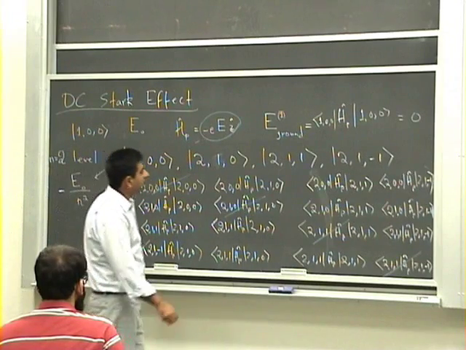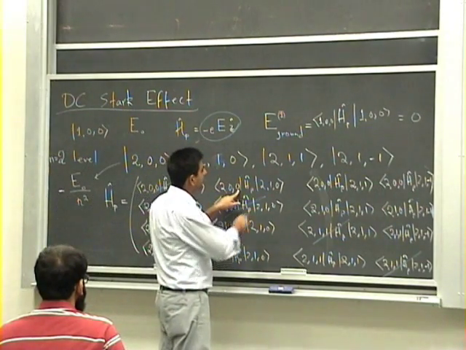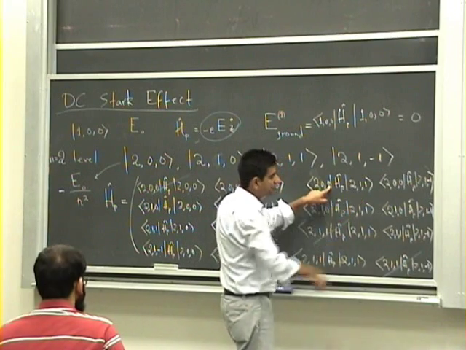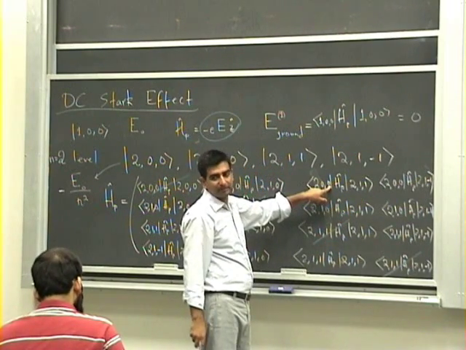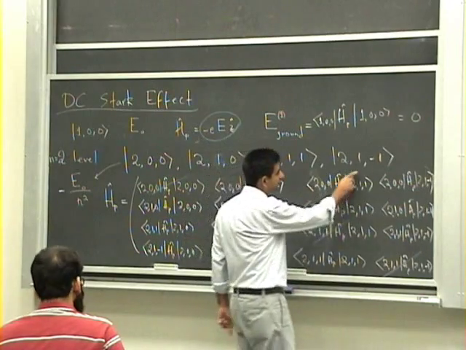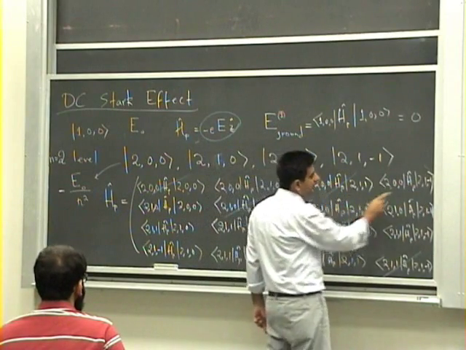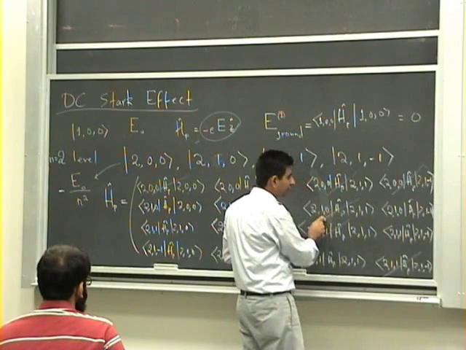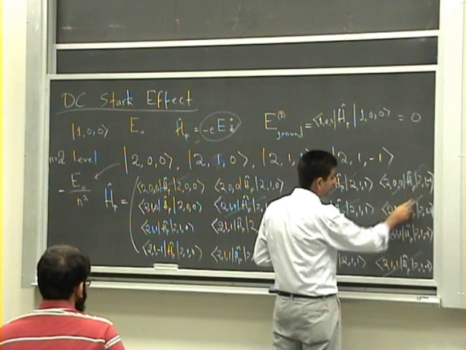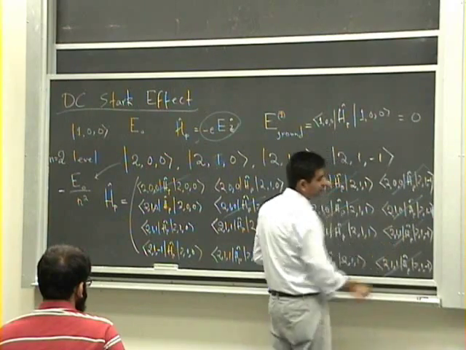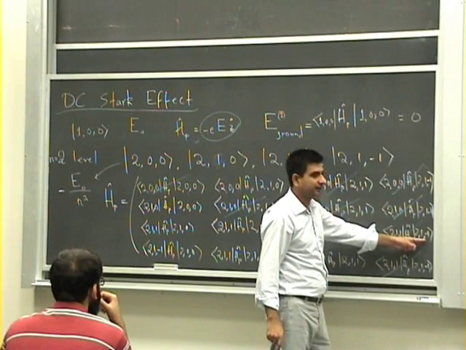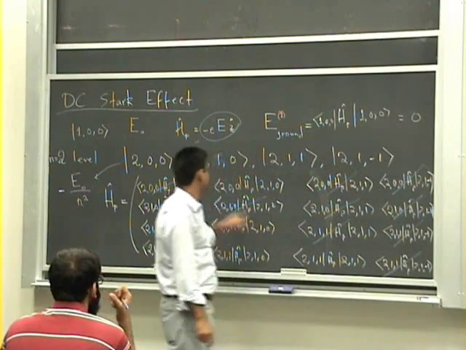Now, if the values of ML are unequal, then we showed in the previous class that the term vanishes. This term goes to 0. This term would also go to 0. This would also go to 0. And this would also go to 0, because the corresponding ML values in the bra and the ket are unequal. So what remains is this term.